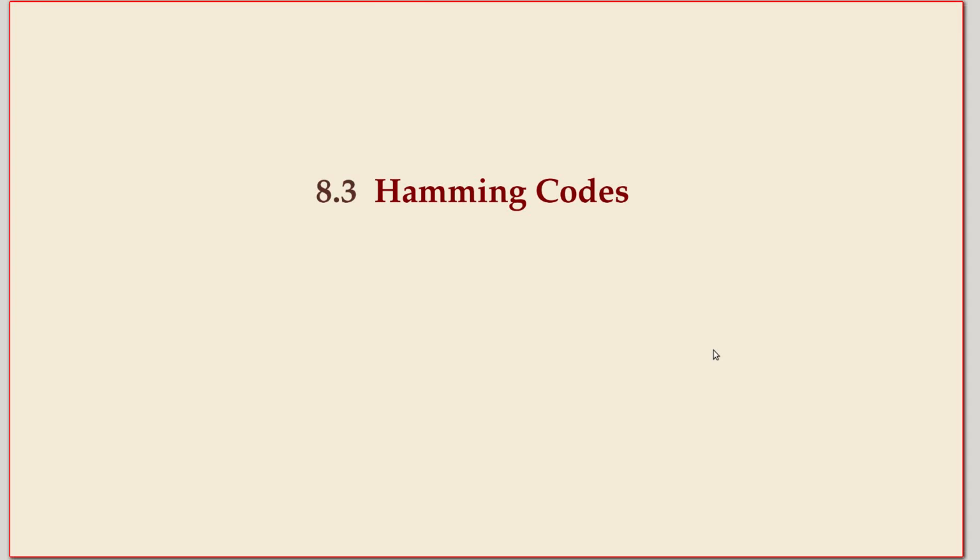Now that we've discussed lower bounds and ways to show that certain codes cannot possibly exist, let's try to be a little more positive and see some actual examples of codes that do exist and do work and are actually impressively good. So that's the content of this chapter.